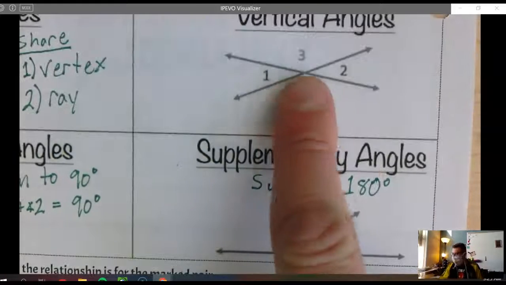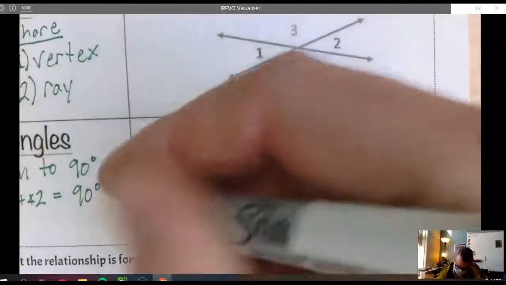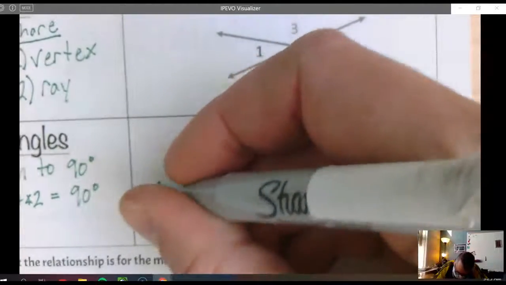Now vertical angles, oh sorry, we should write the example of angle 1 plus angle 2 equals 180.